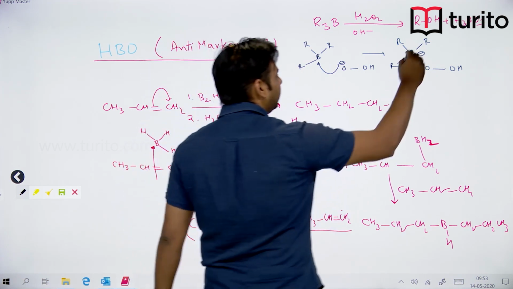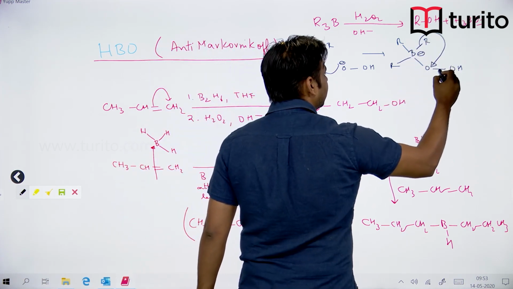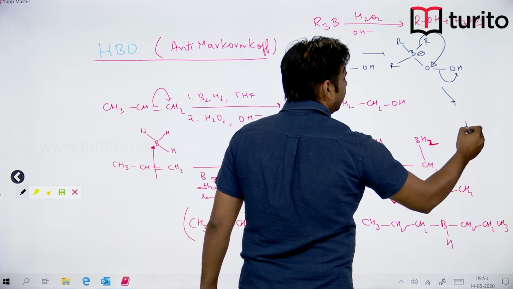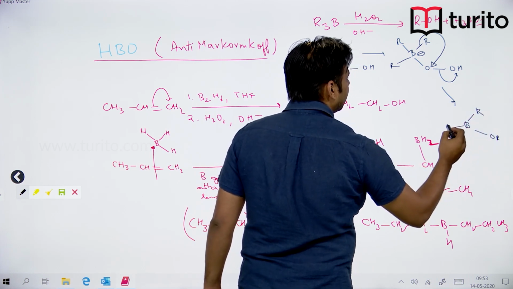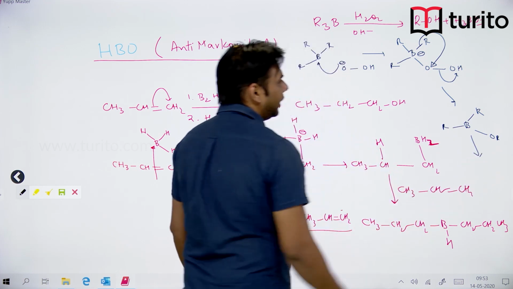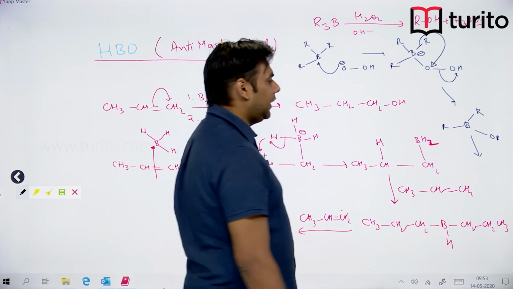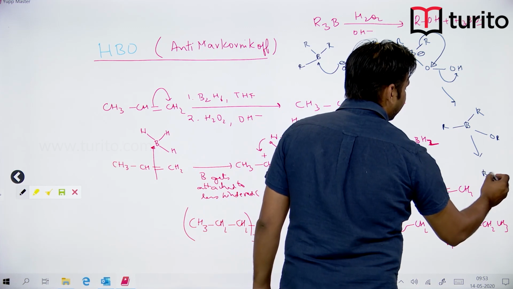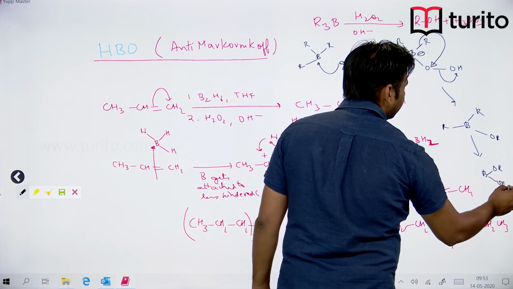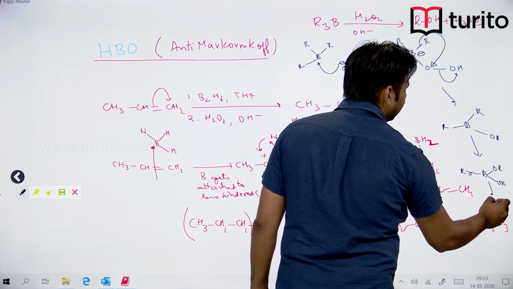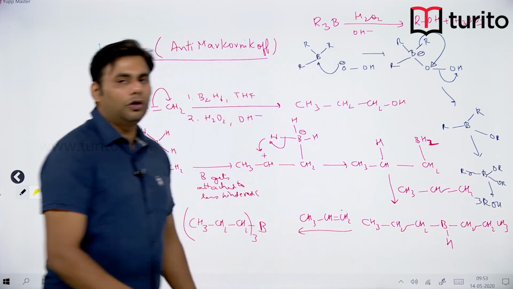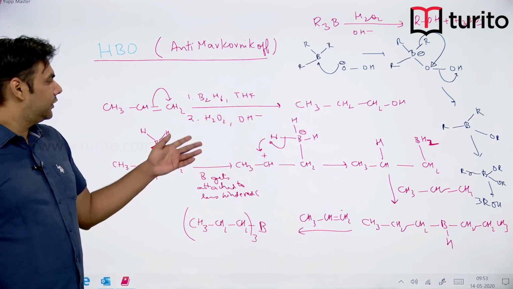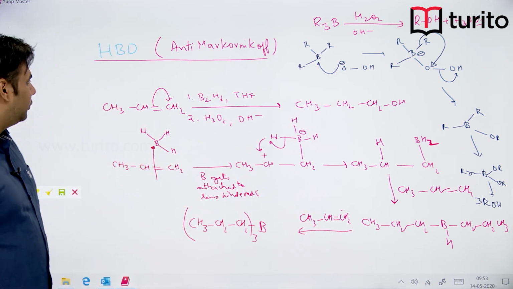An alkyl group shifts to the oxygen and the OH is removed. So we get RB(OR)R. Similarly, another mole of H2O2 and OH negative will attack, so it will convert all the R groups into ORs. In the last step they will hydrolyze and form 3 moles of ROH and a mole of H3BO3. So this is the basic mechanism of hydroboration oxidation.